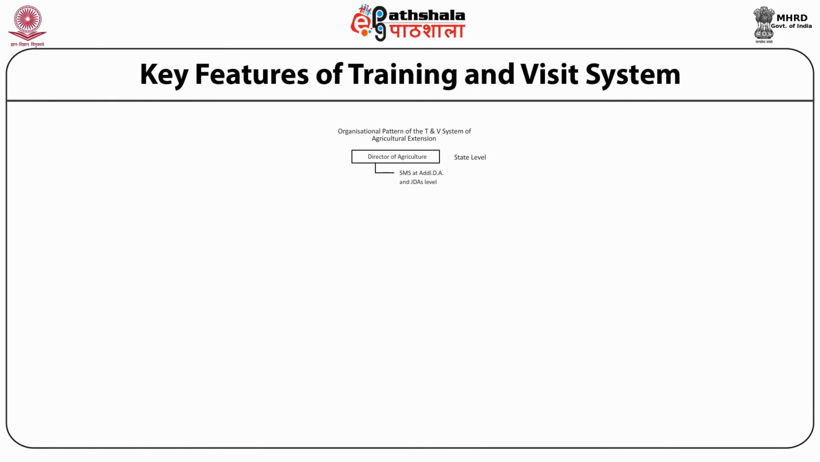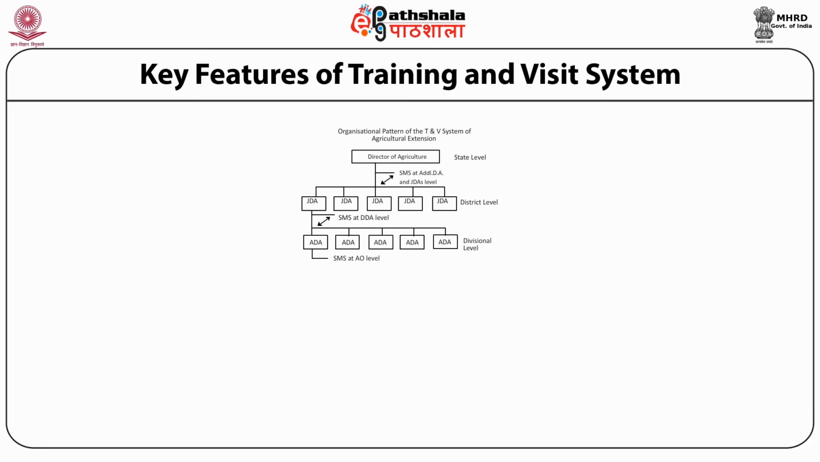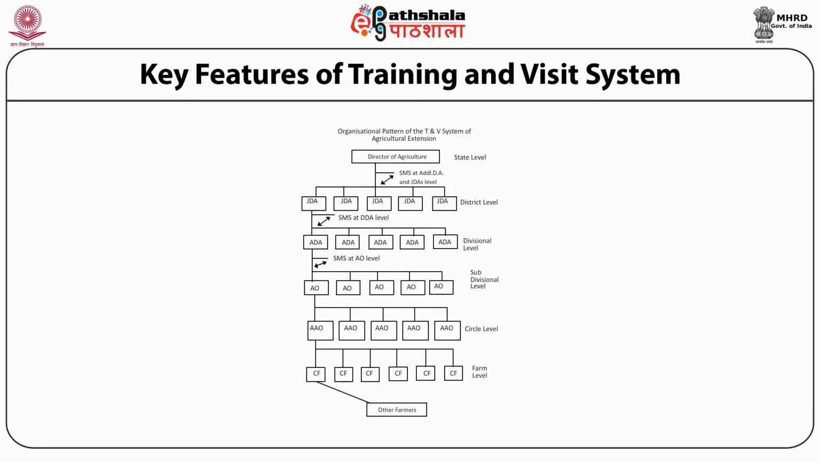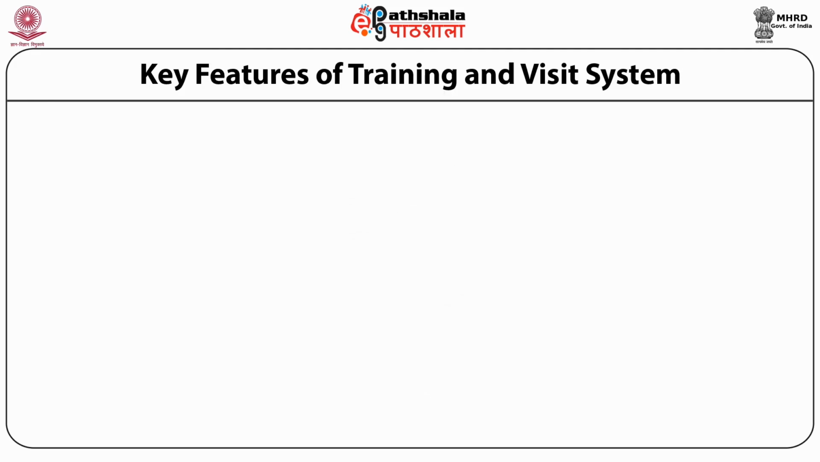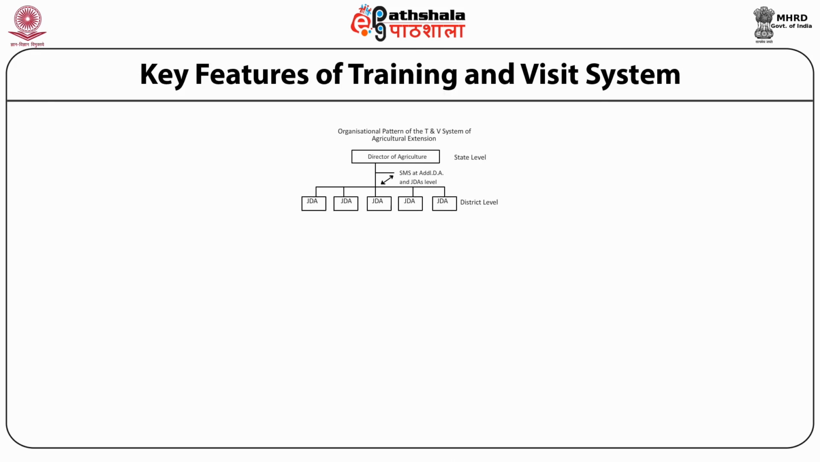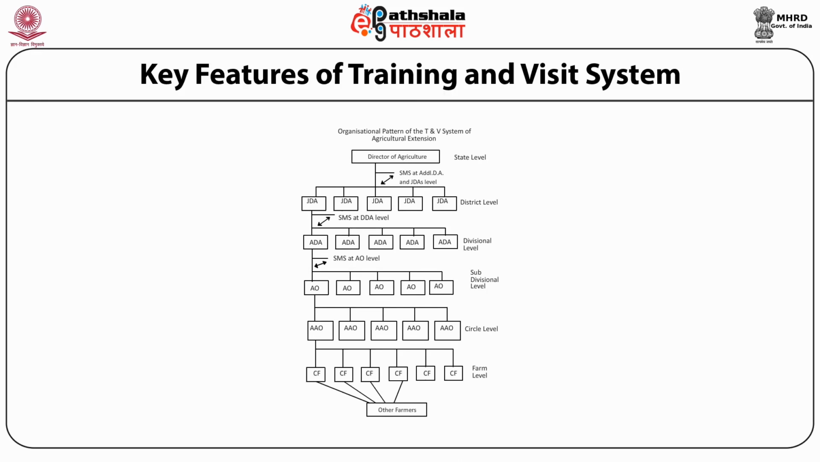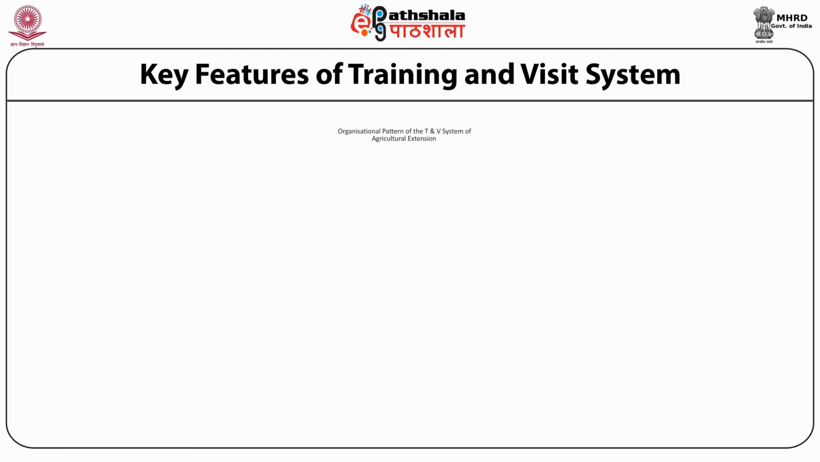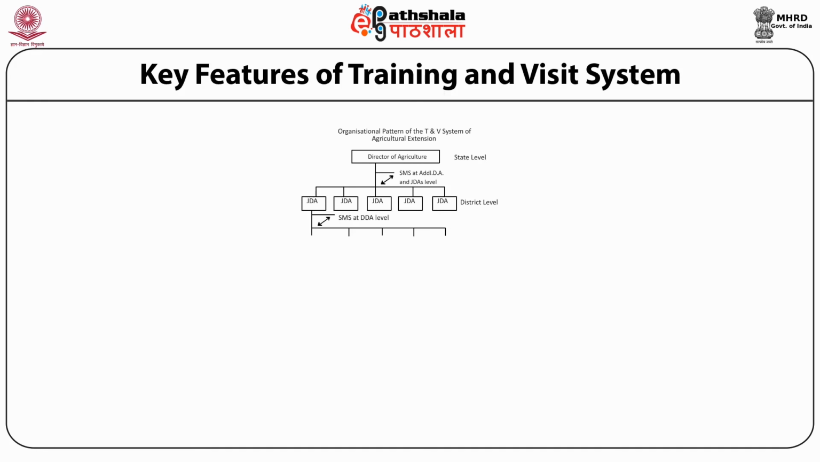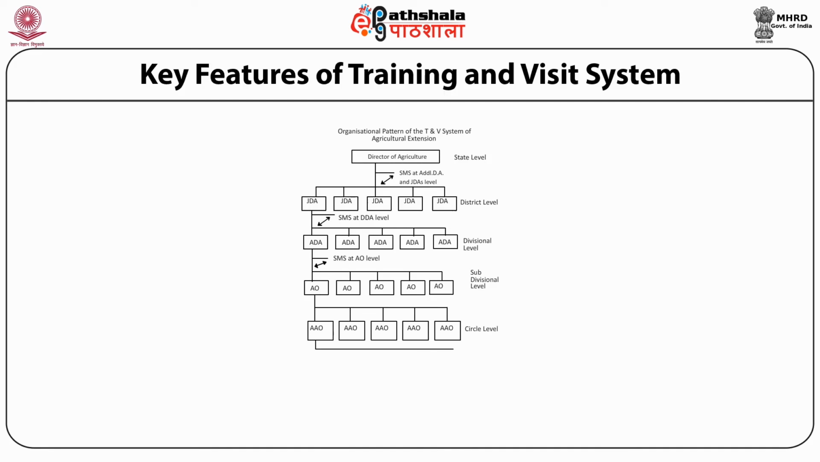After understanding the concept and the features of the training and visit system, now let us look into the model of the training and visit system. Let us start understanding this model from the lowest level links. The lowest level link in the training and visit system is the contact farmer, who is representing a group of 10 farmers. A group of 10 farmers has one contact farmer. The contact farmer passes on the information to his group which he is getting from the village level extension worker or VLW.